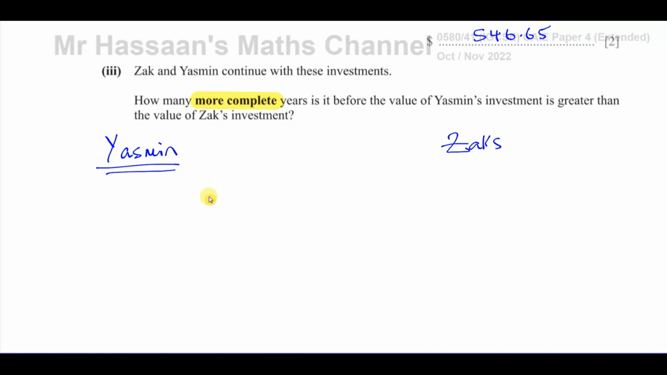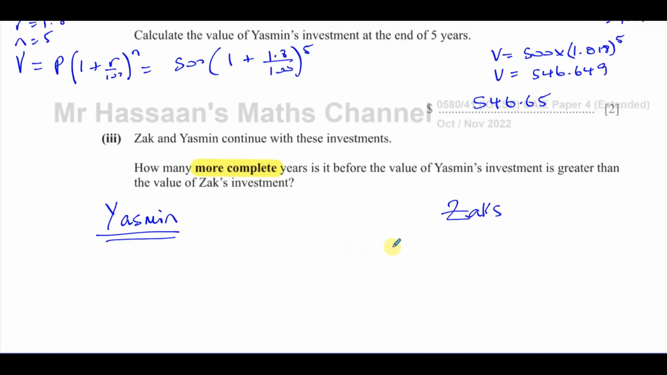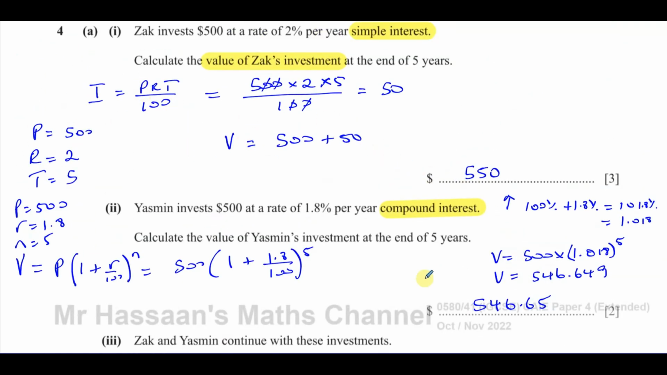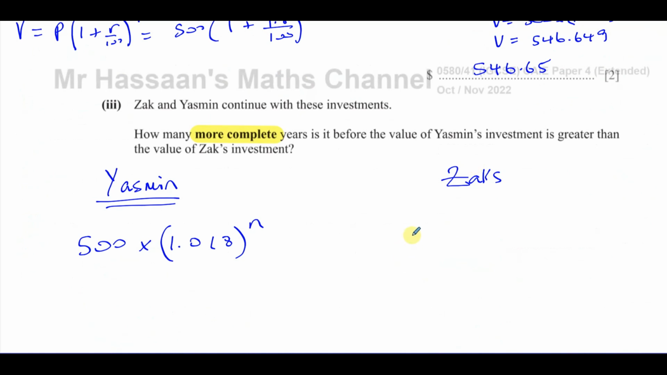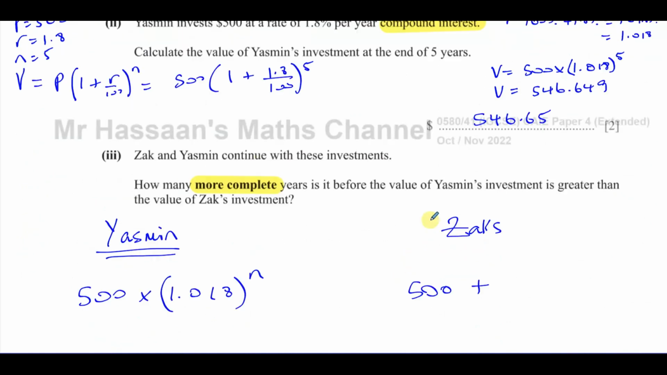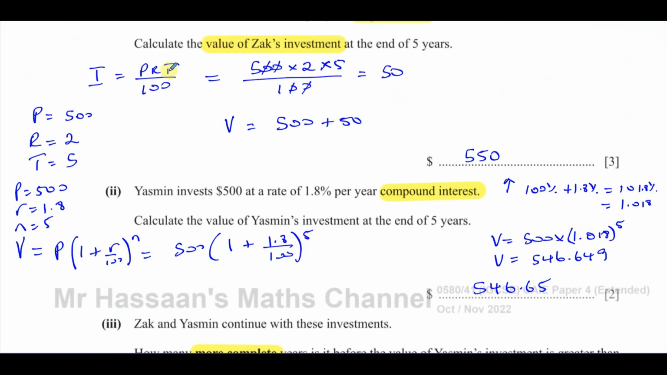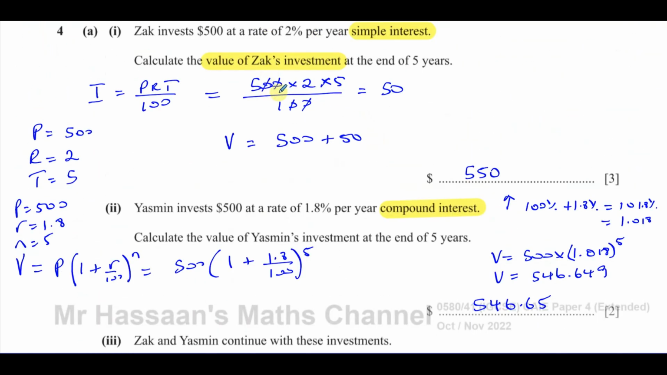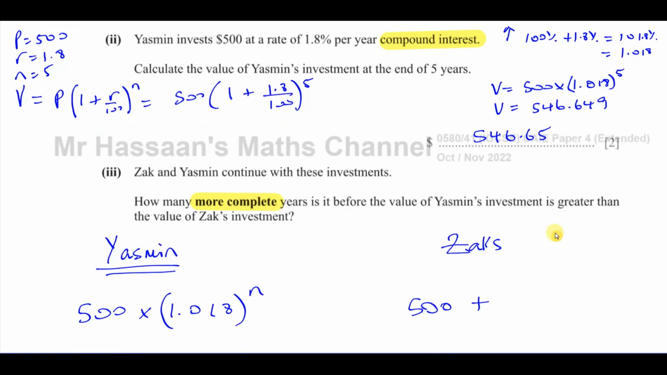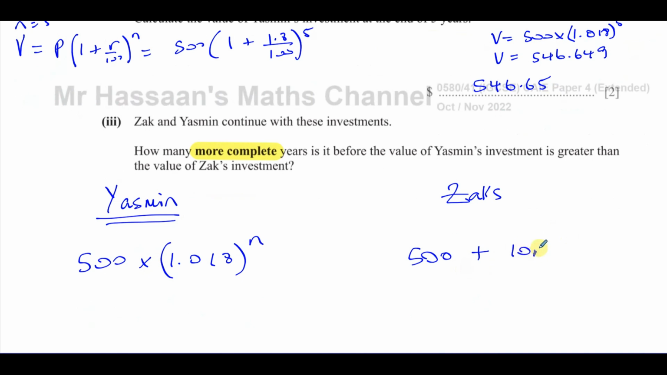Yasmin's investment is going to be determined by this formula over here, which is basically 500 times 1.018 to the power of the number of years. Zach's investment is determined by his original amount, which was 500, plus the simple interest, determined by PRT over 100, which is basically this with n instead of 5, so it'll be 10 times n. So 500 plus 10 times whatever the number of years is.